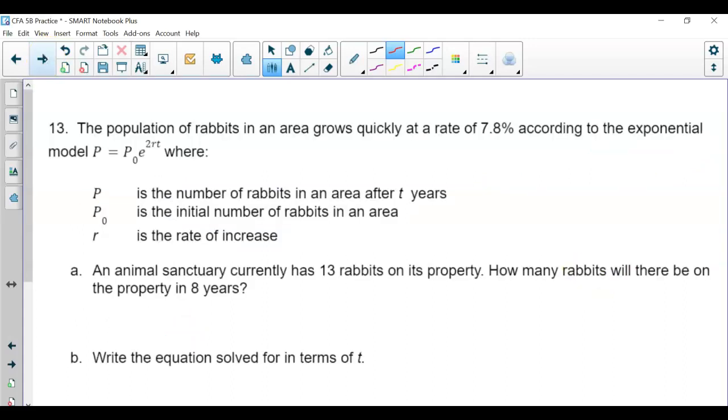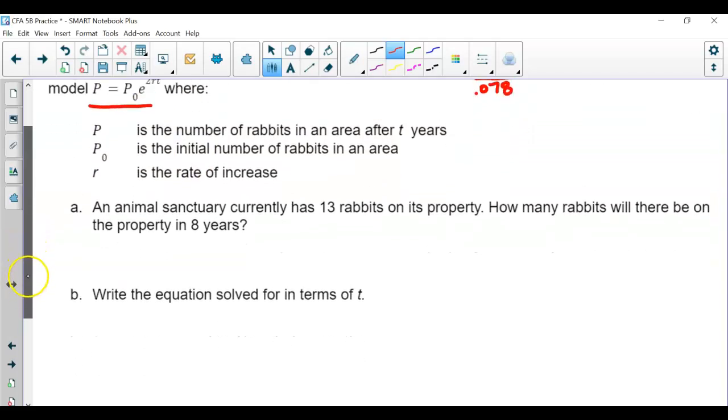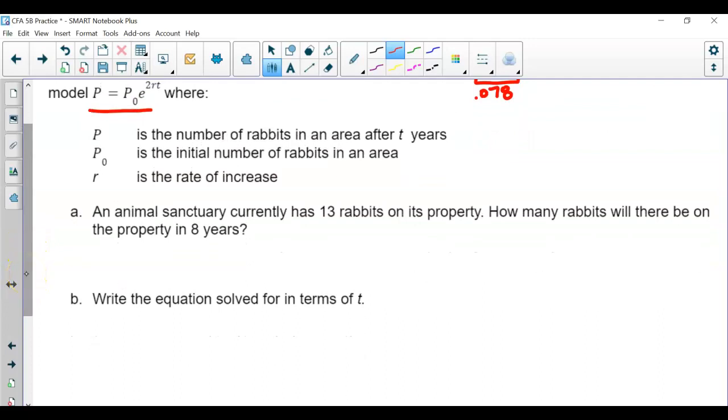In question 13, we're talking about the population of rabbits. We have our rate here, 7.8% or 0.078, and we're using this exponential model. So we are using the E function, but now setting up a little differently. P is still representing the final amount of rabbits after T years. P sub 0 is representing the start, the initial. So here, we currently have 13 rabbits, so that's your initial. How many rabbits will there be on the property in 8 years? So that's your T, your time.